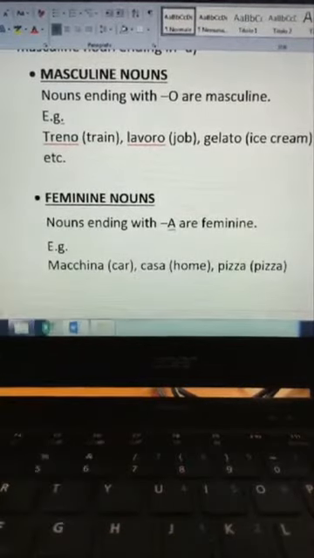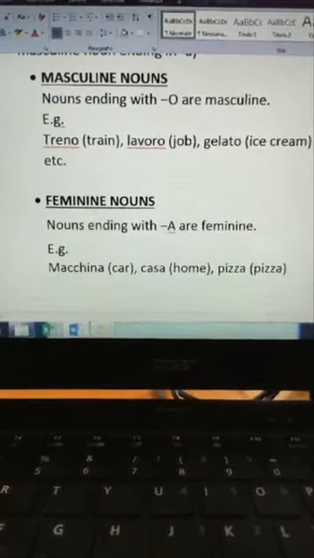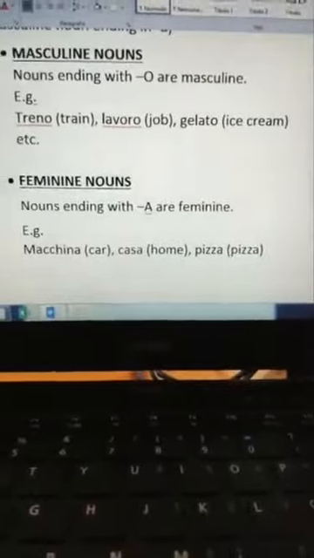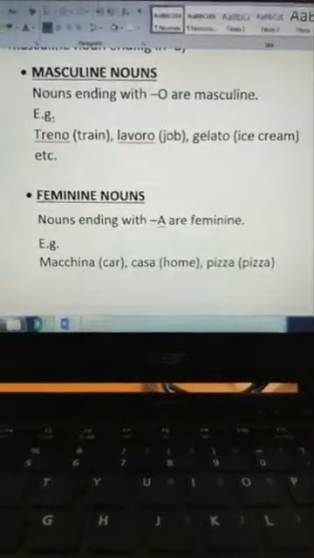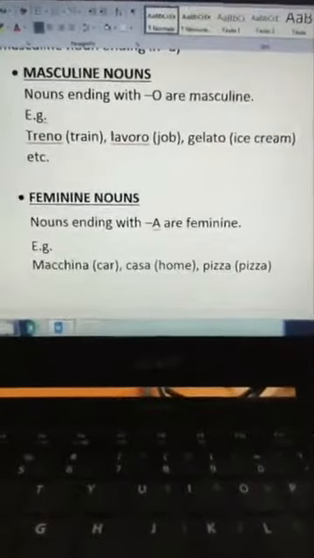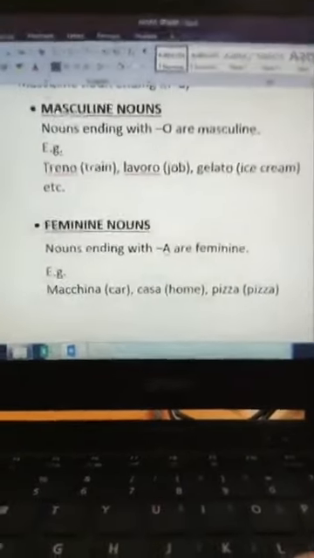Casa is also a feminine noun. It means both home or house. We don't have a difference for home or house. It's always casa. And pizza. I'm sure that you know that word as well.